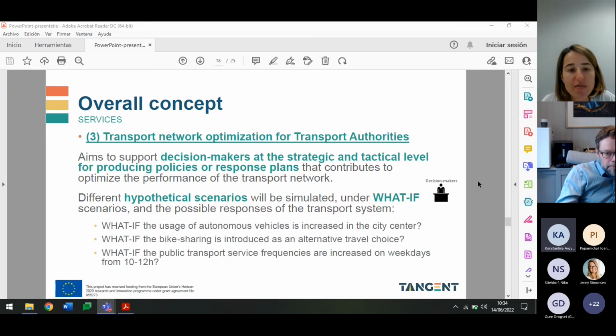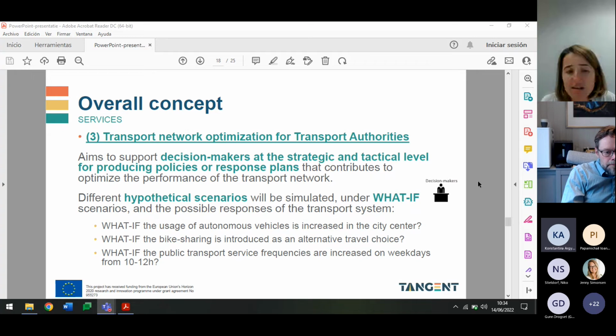And now we move forward to the third service, which is the transport network optimization for transport authorities. Well, this service is more focused on supporting decision makers at a strategic and tactical level, for helping to produce different policies.